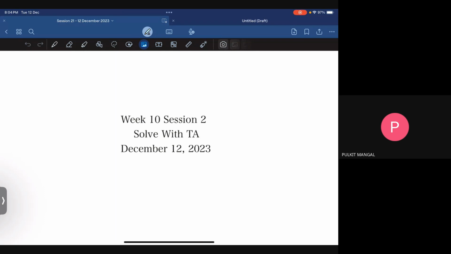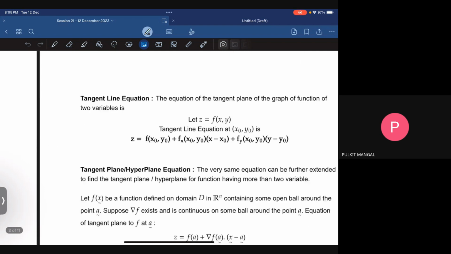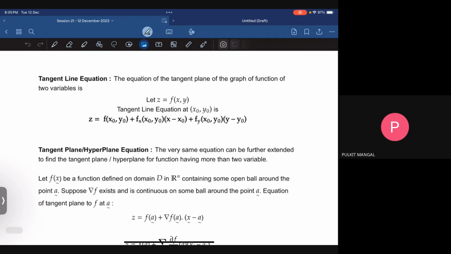Okay, so today we are going to discuss the remaining topics of week 10. After that, we will solve some questions on that, and it will be some mixed questions from week 9 and week 10. So first let's go through the topic that we were left with in the last session of our week 10.